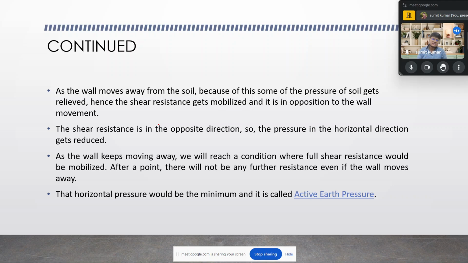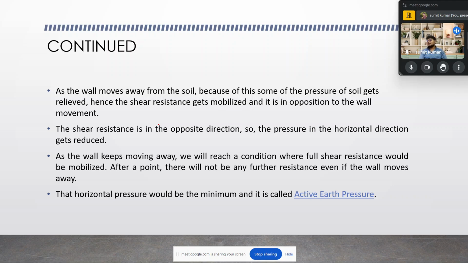Hence, the shear resistance gets mobilized and it is opposite to the wall movement. The shear resistance is in the opposite direction, so the pressure in the horizontal direction gets reduced. As the wall keeps moving away, we will reach the condition where the full shear resistance is mobilized. After that point there will not be any further resistance, even if the wall moves away. So after that condition the horizontal pressure would be minimum, and it is said to be the active earth pressure condition.